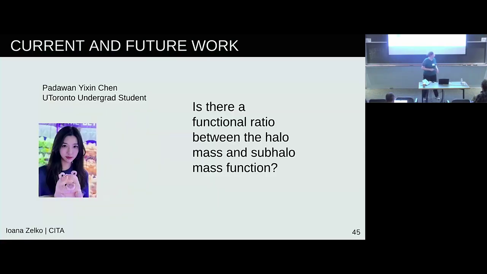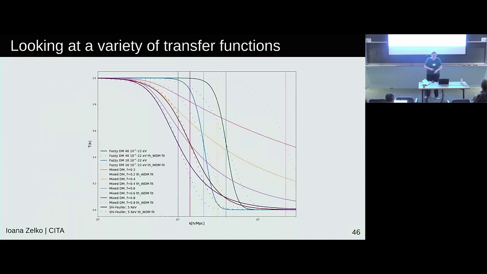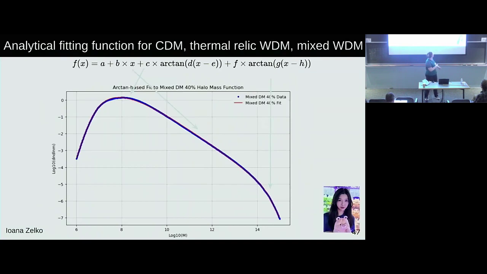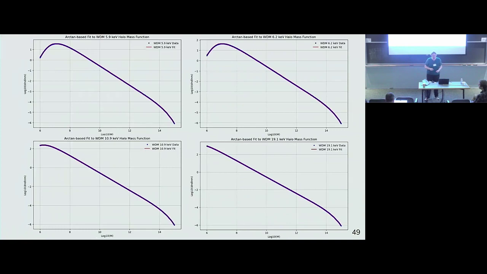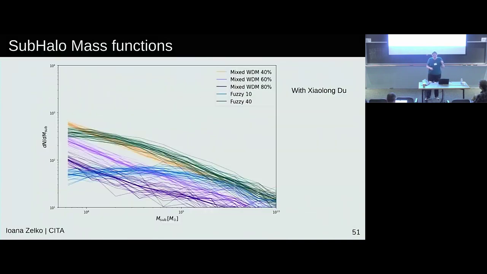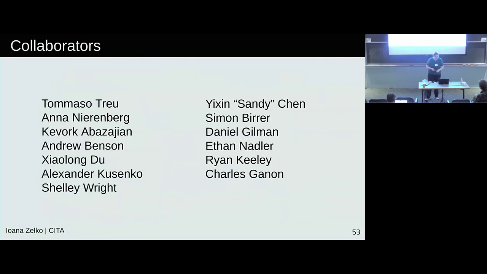So I was working on this with my undergrad student, Yixin Chen. She was working on categorizing if there's a ratio between the halo mass function and sub-halo mass functions across the different models. I'm running out of time, so I don't have a lot of time to go into detail here, but basically she identified a flexible analytical model that was capturing mixed dark matter models, and we were looking at mapping them to sub-halos as well with the help of Xiaolong. And these are my collaborators, and I'm so thankful to have learned so much from them.